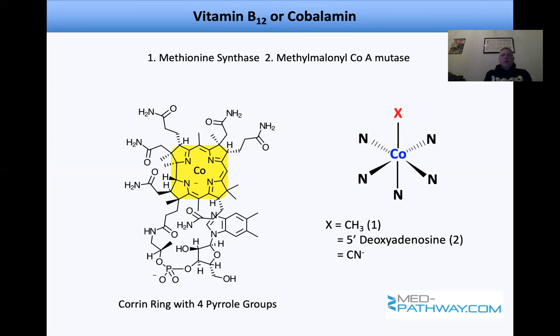Reaction number two is methylmalonyl-CoA mutase. This is an enzyme that's involved in the actual degradation of odd-chain fatty acids as well as other amino acids. We're not going to elaborate on that very much.